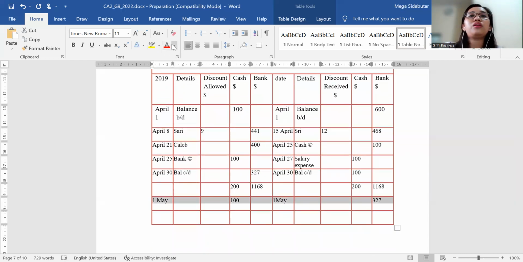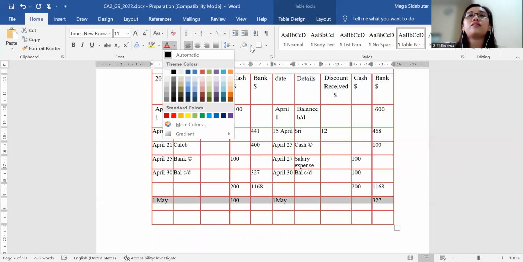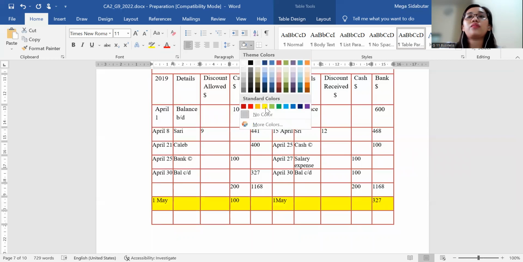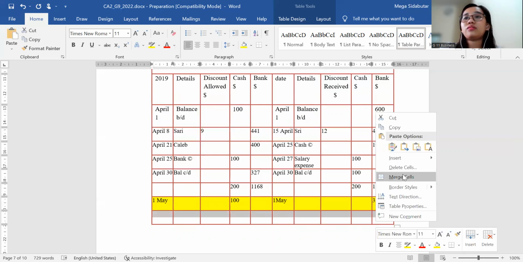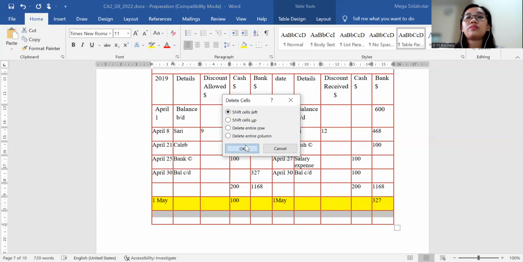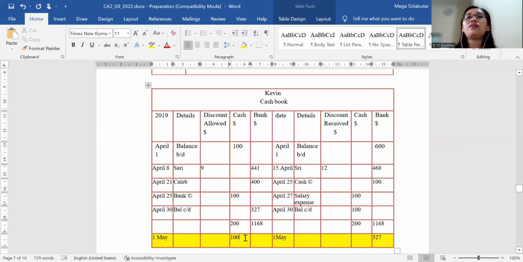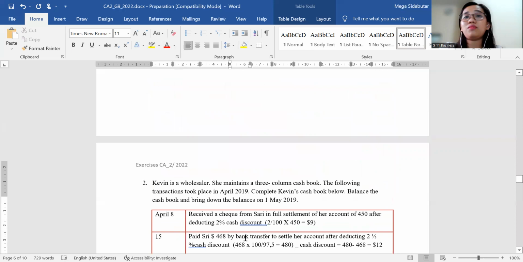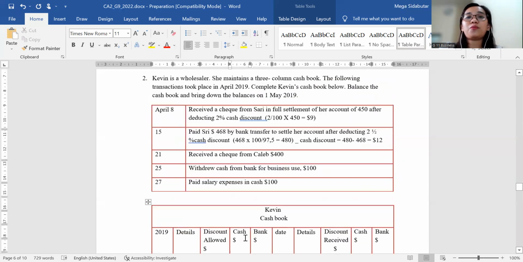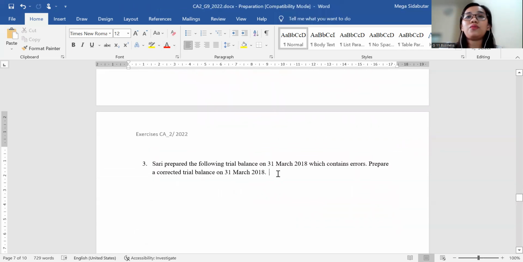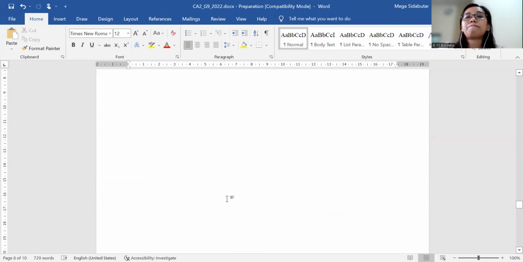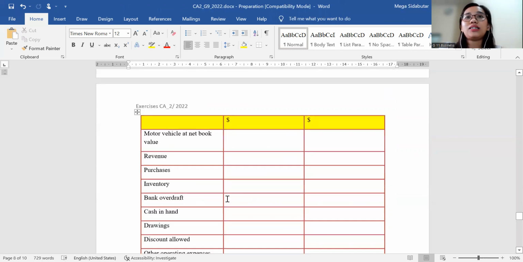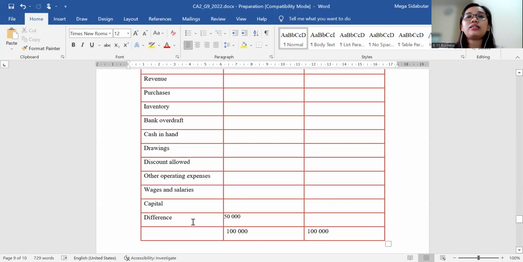We can just put a different color. Okay, there you are. We are done with the cash book. Very easy, right? And then for number 3, it's preparing the trial balance. It's pretty similar to the worksheet, but here the difference, I will just explain.